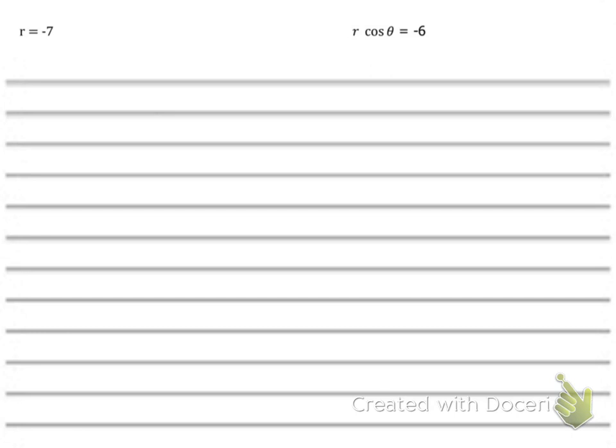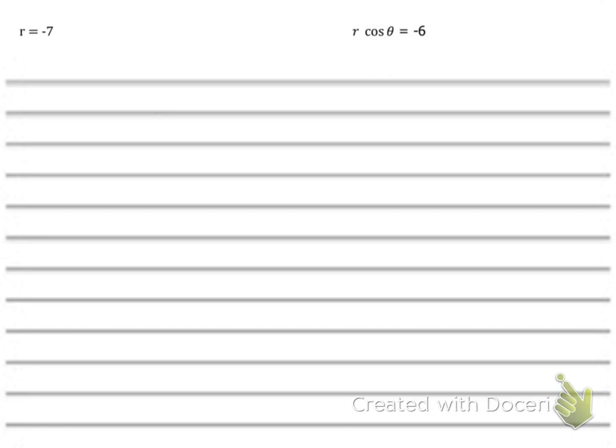r equals negative 7. Okay, this is another special one. This does not have a sine or a cosine with it, correct? Right? So we can't replace it with an x or a y. Think about what that would be on our polar graph. Saying r equals negative 7 is saying that the radius of my circle or whatever is 7, right? Everywhere.